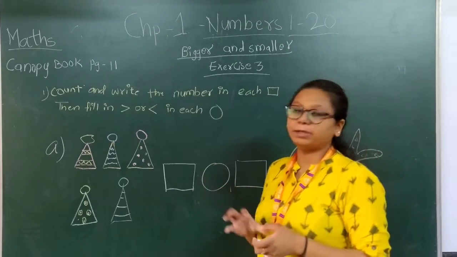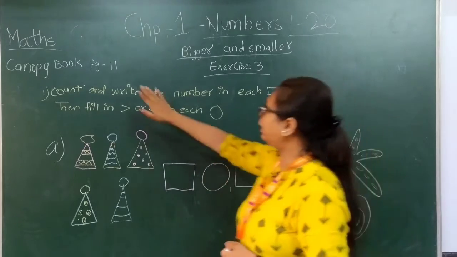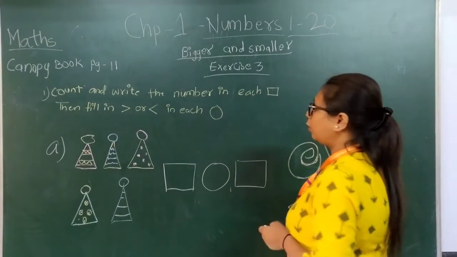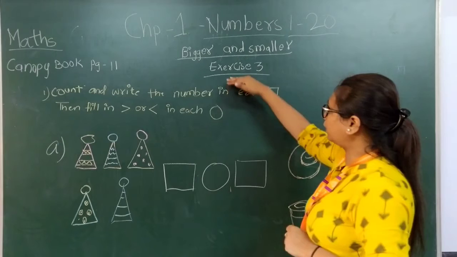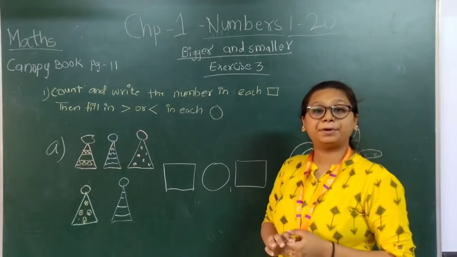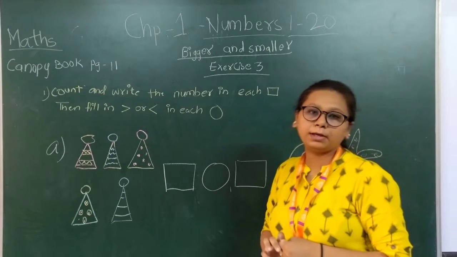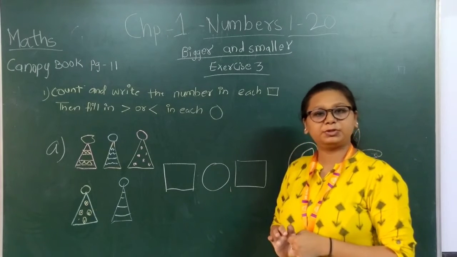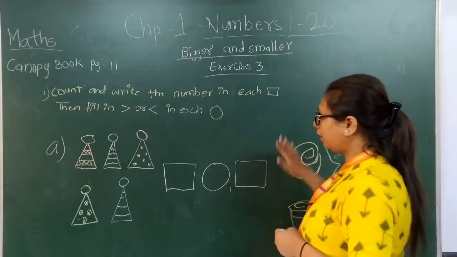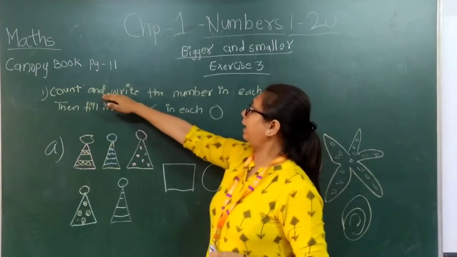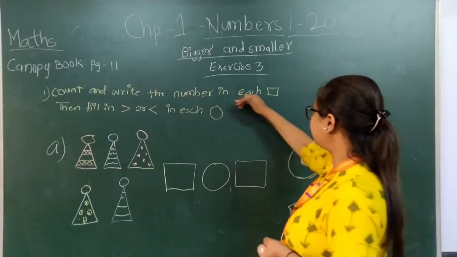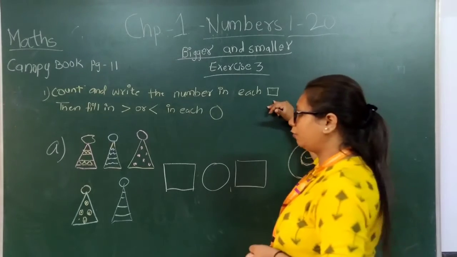You can all open your Canopy book page number 11. Now on that page number 11 you can see there is an exercise number 3 given, right? So today we will solve exercise number 3 of our Canopy book page number 11. So here you can see count and write the number in each box. So now what do we have to do?